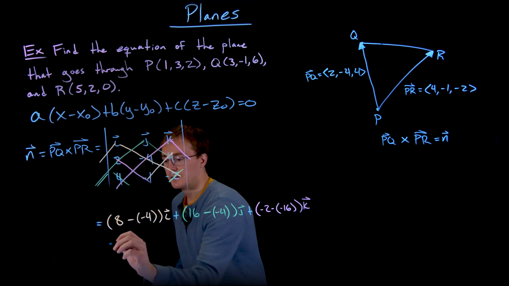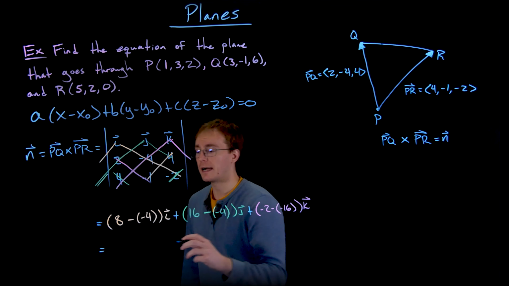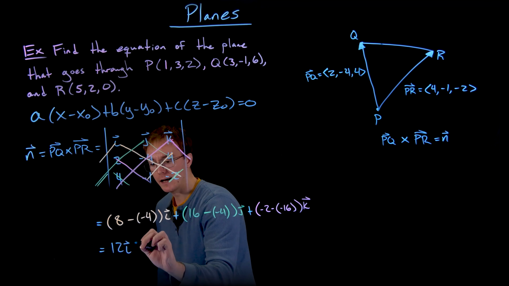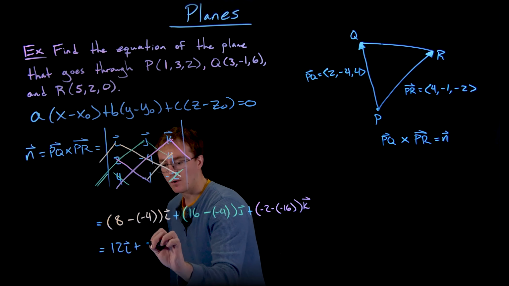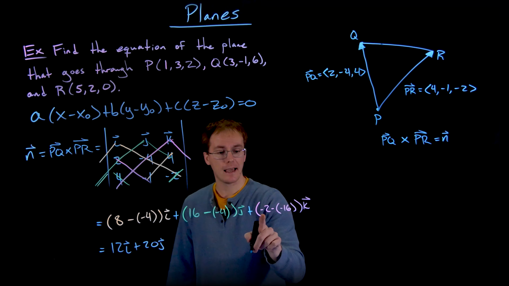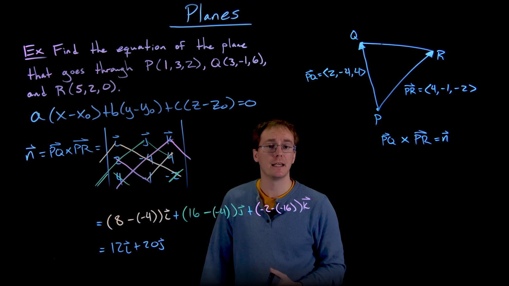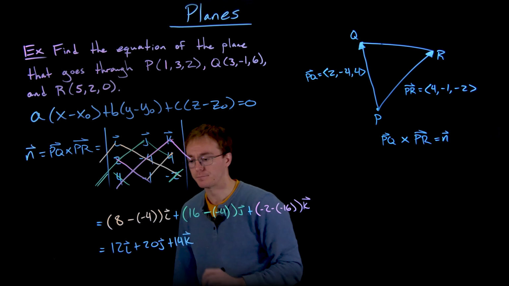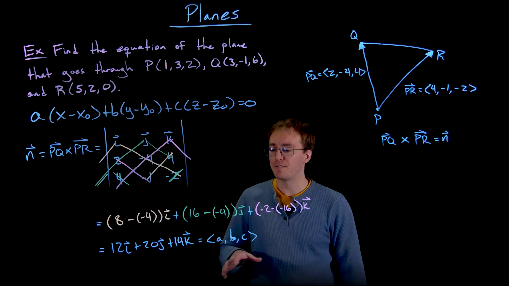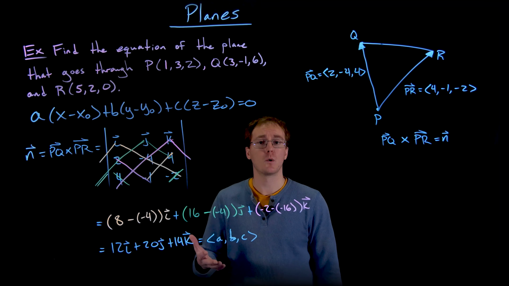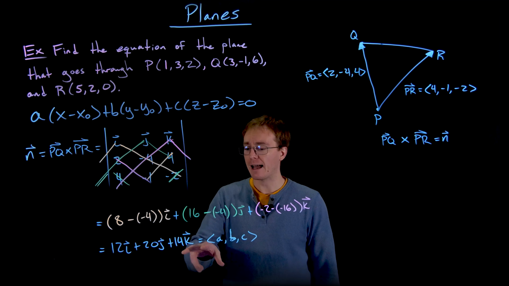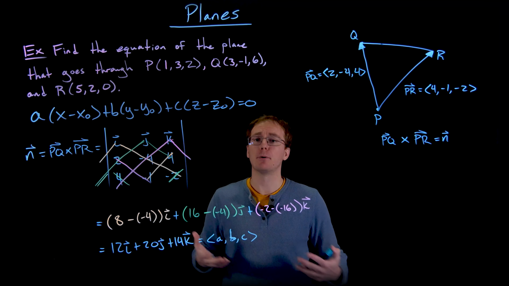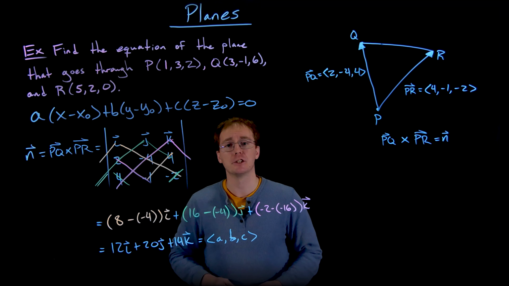And so now we can just simplify this a little bit, and we can see that our normal vector n is going to have components of, well, 8 minus -4 is +12i, 16 minus -4 is +20j, and -2 minus -16, or -2 plus 16, is going to give us +14 times k. And so through this cross product, we have found this vector that is orthogonal to our plane, and that's the missing piece. Now that we have this normal vector a, b, and c, and we know a point that our plane goes through, we can put all that together to construct the scalar equation of our plane.